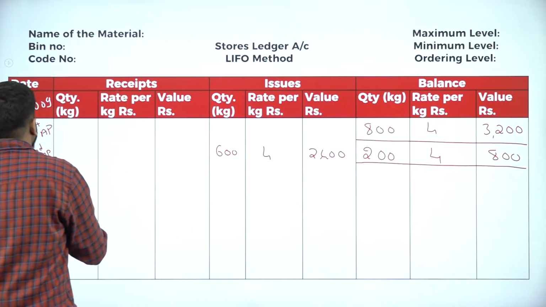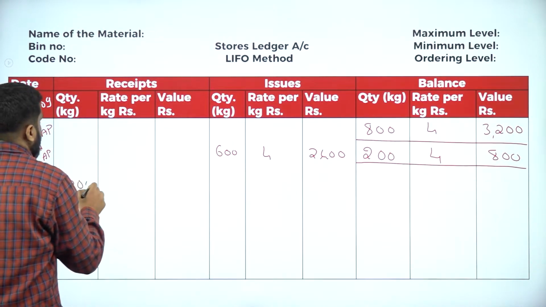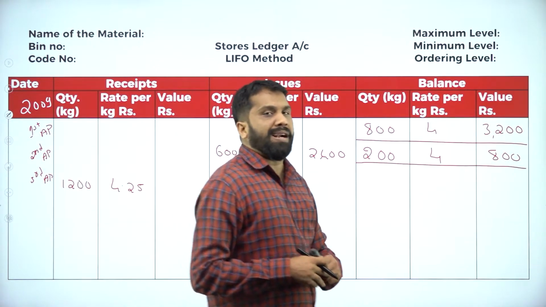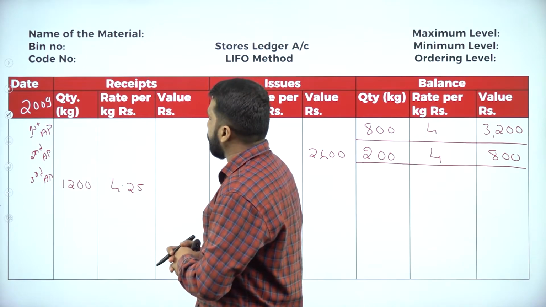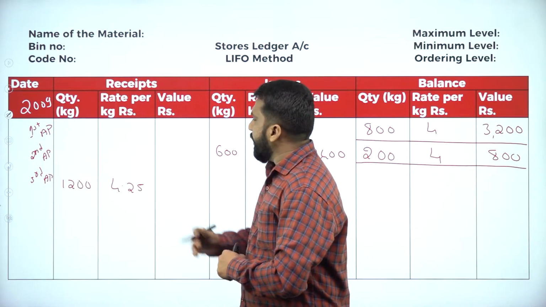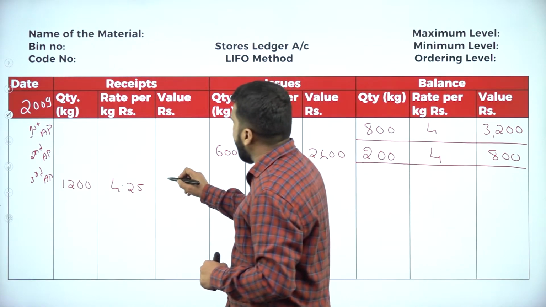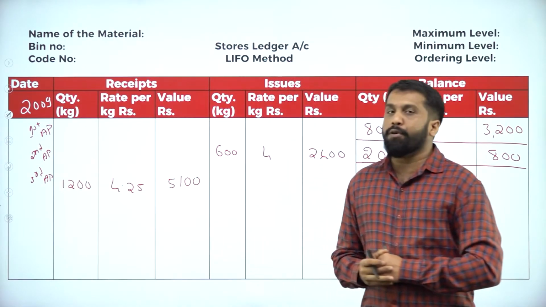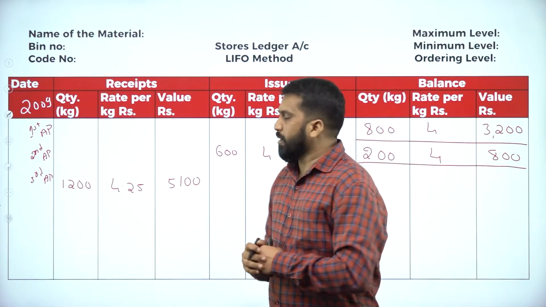1200 units on 3rd April, at 4 rupee 25 paise. Now, you have to multiply this. How much will it be? 1200 into 4 is 4800. Then 0.25 into 1200 comes to around 300. The final answer is 5100. 1200 into 4.25, you will get 5100. We'll write it in the last column.